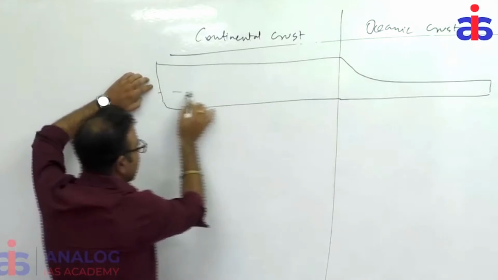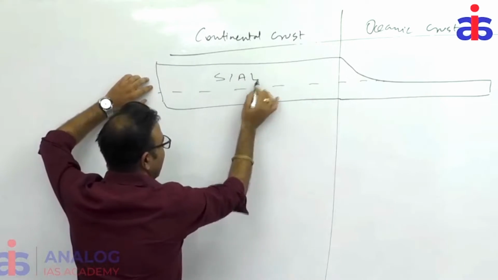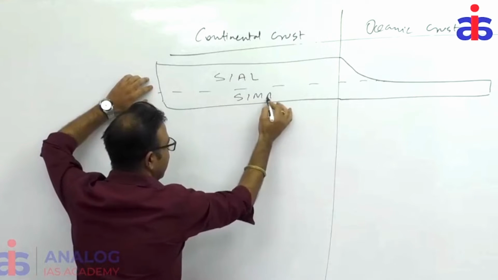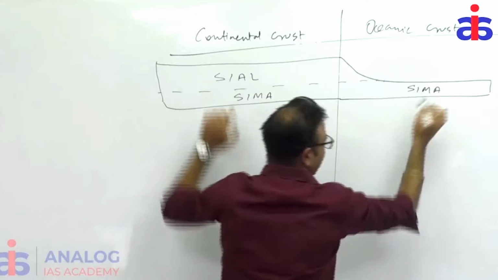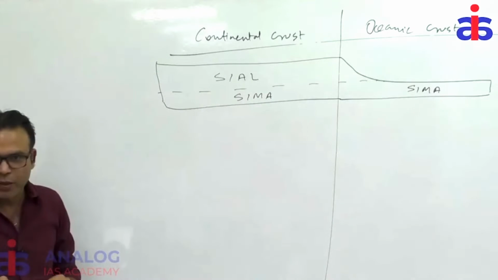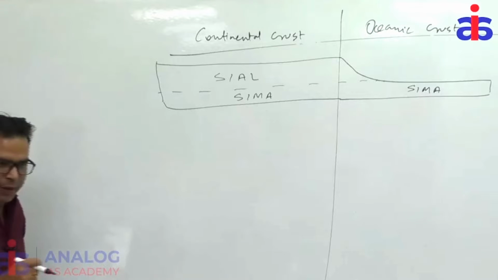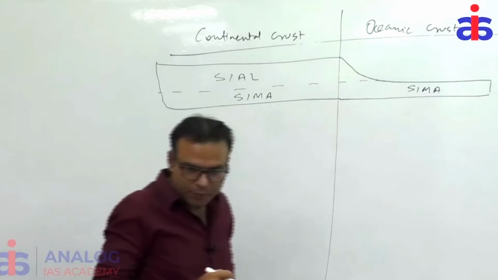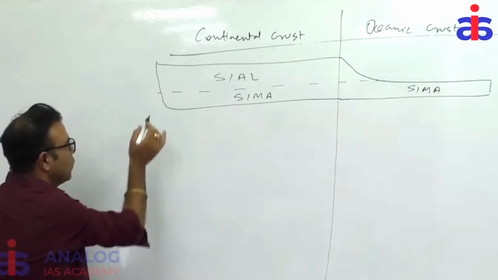So why is the continental crust thicker? Because it has two parts: silicates of aluminium and silicates of magnesium. And oceanic crust is completely made up of what? Silicates of magnesium. That's the first point of difference. Observe in the sketch. Please keep on drawing along with me so you can have a clear idea. So silicates of aluminium, so the two parts are there.